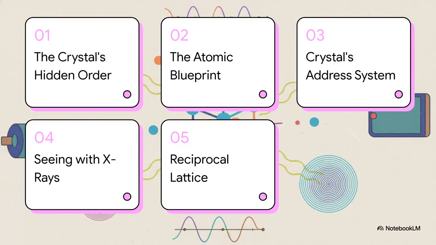So here's our game plan. First, we'll get a handle on this idea of hidden order. Then we'll check out the actual blueprints atoms use. After that, we'll figure out how to find our way around inside a crystal. Then comes the cool part, how we use X-rays to actually see all of this. And finally, we'll learn how to decode the strange patterns they show us.